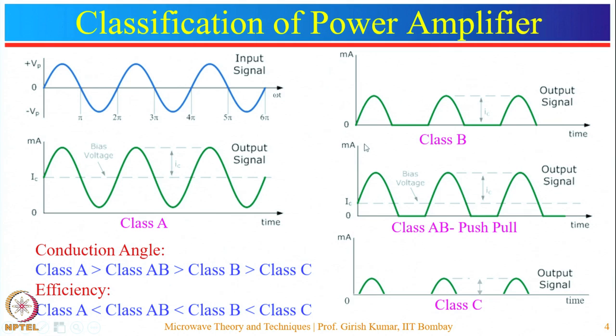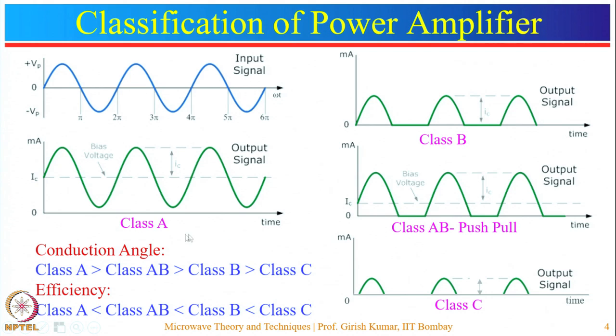Now, there are a few modifications made for the class B amplifier. Then the new type of amplifier is called the class AB amplifier. This eliminates the distortion that occurs in the case of the class B amplifier. We will discuss these features a little later.